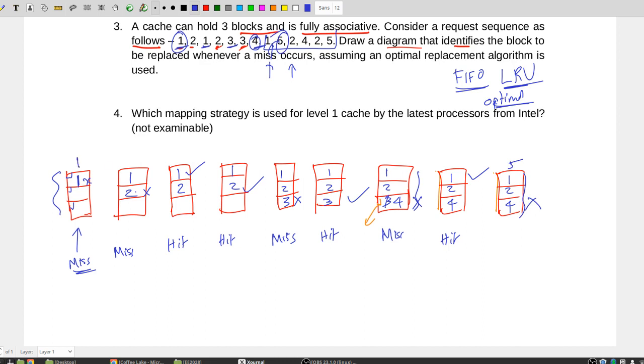So by the way, the requested blocks are 1, 2, 1, 2, 3, 3, 4, 1, 5. Okay. So now we have a miss, and this is also a compulsory miss. And which one will it replace? 1, 2, or 4? You can look forward and you can see 2, 4, 2, 5 are required. So it's not going to be 2 and 4. So the block to be replaced is 1. And now 5 will replace 1.